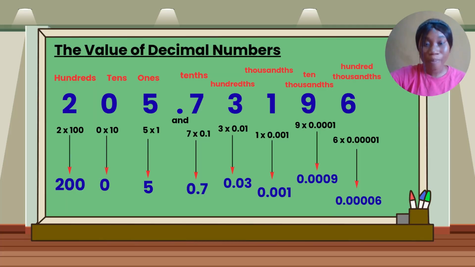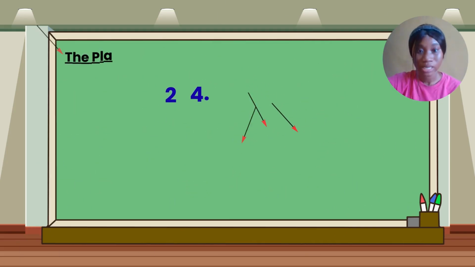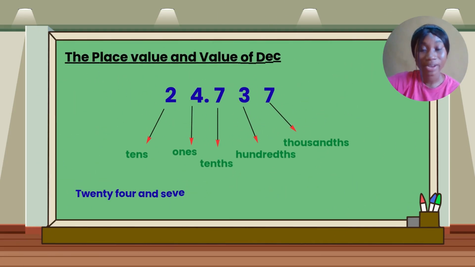For your 10,000 position, I have 9. So I'm going to have 9 over 10,000 or 0.0009. For 6, which is in the 100,000th position, I'm going to have 6 all over 100,000 or 0.00006. Do we get that? So either you write it as a decimal number or you write it as a fractional number. So again, the place value and the value of decimal number.